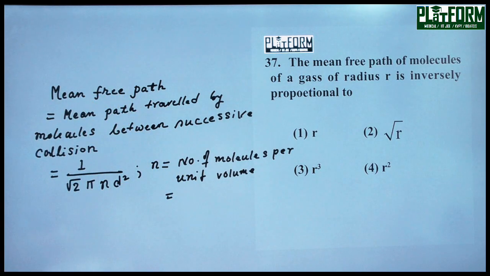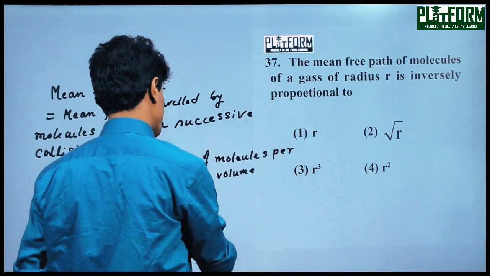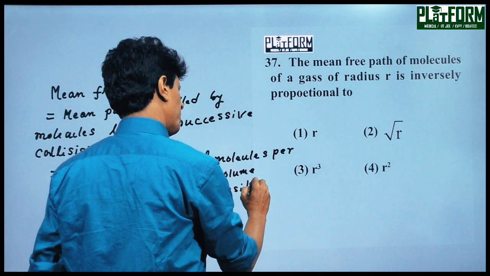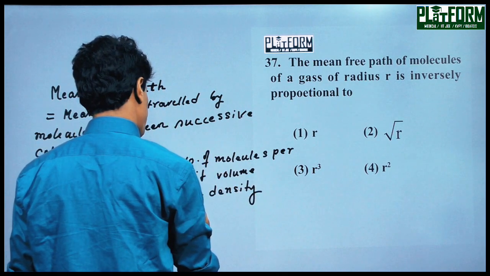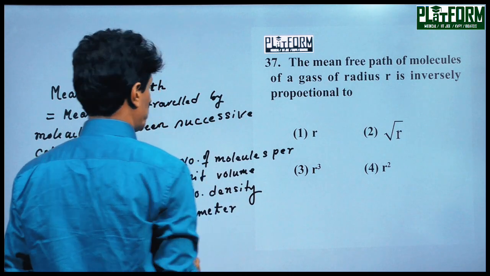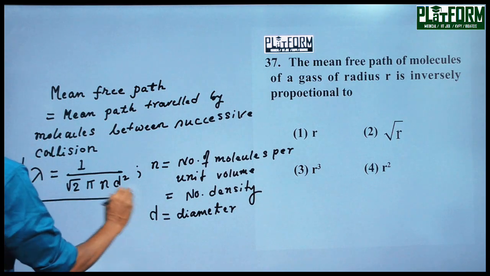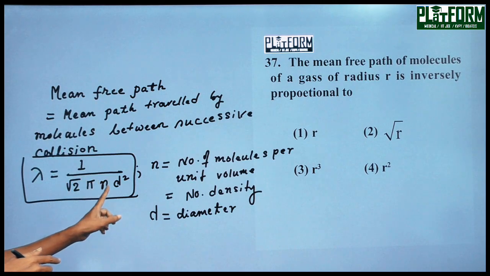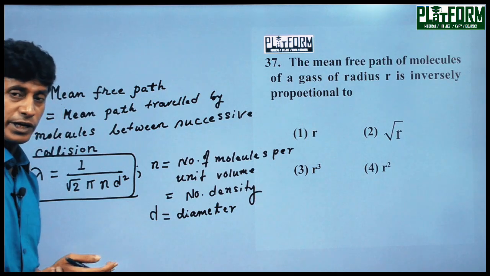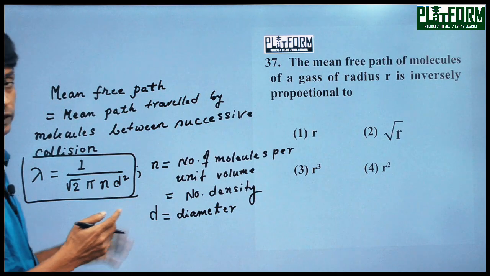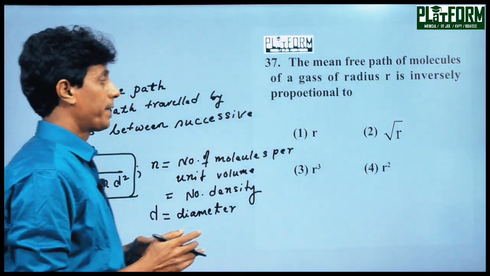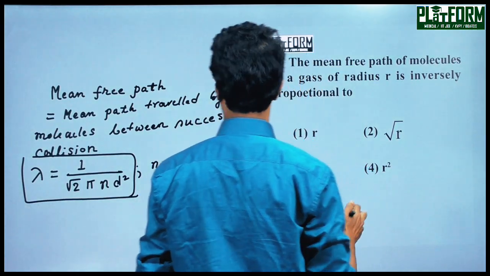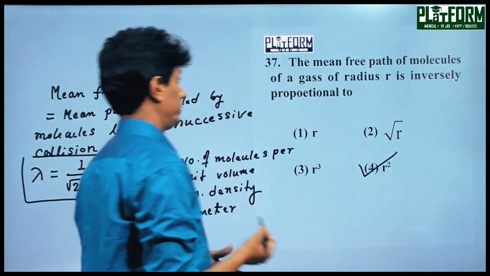Simply we can say n is the number density of molecules, and d is the diameter. So you can get this basic equation: lambda is equal to 1 by root over 2 pi n d square. In your basic text, just go through the basic text or NCERT textbook. So the mean free path lambda is equal to 1 by root over 2 pi n d square, where n is the number of molecules per unit volume, it is number density, and d is the diameter. And the question asks directly based on this formula, and it is inversely proportional to r square. R is the radius.